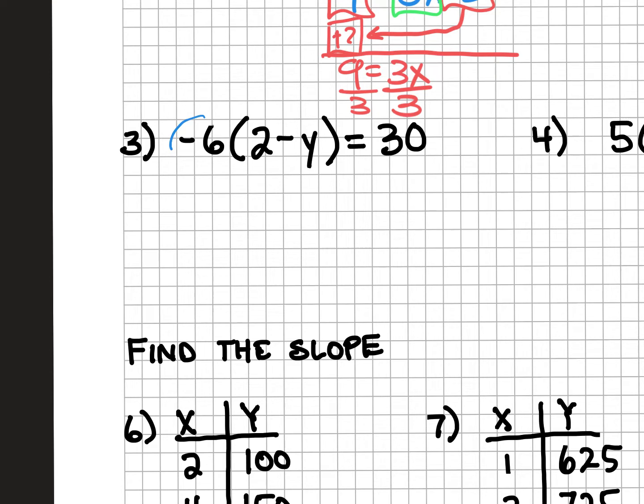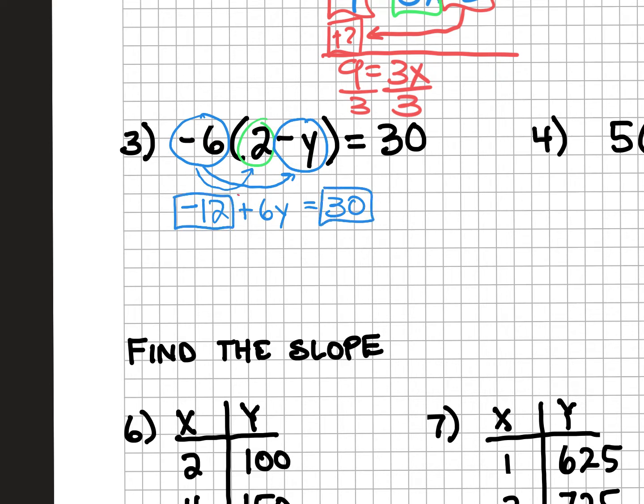In these, I've got 3 terms. I've got negative 6, 2, and negative y. Don't worry about the colors. For this one, you do whatever's outside the parentheses times everything that's inside the parentheses. So negative 6 times 2 is negative 12. Negative 6 times negative y is positive 6y because the two negatives cancel each other out. That's why you've got to include the sign with it. Equals 30.